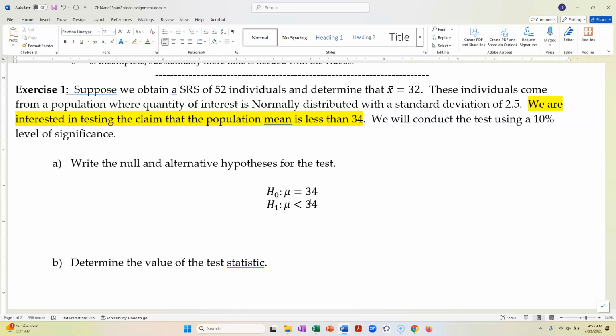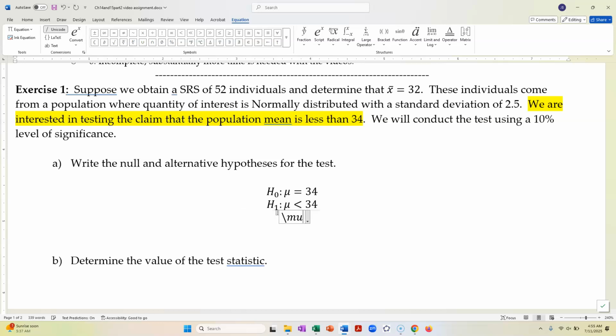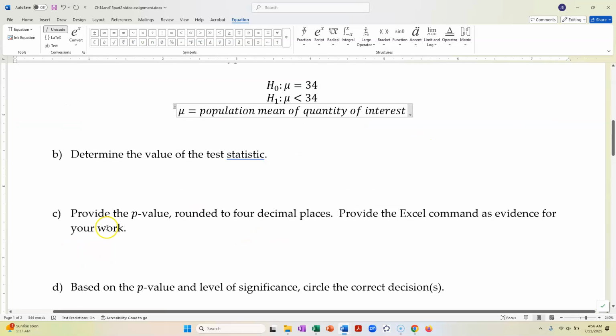Okay, and then any symbol that I use, I should also define. So mu is equal to the population mean of quantity of interest. Okay, so just make sure to define it. And certainly you can write these in words if you wish. I just find with this stuff it goes quicker in symbols. That's me. So there we go.